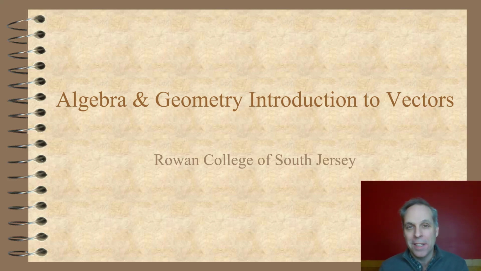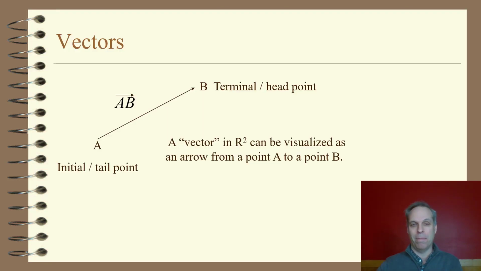Hi everyone. In this particular video, I'll give you a basic introduction to the geometric and algebraic representations of vectors. So, the easiest way to look at a vector would be like a picture. It's like an arrow that goes from one point to another point. The first point is called the initial or tail point. The second point we call the terminal or the head point.